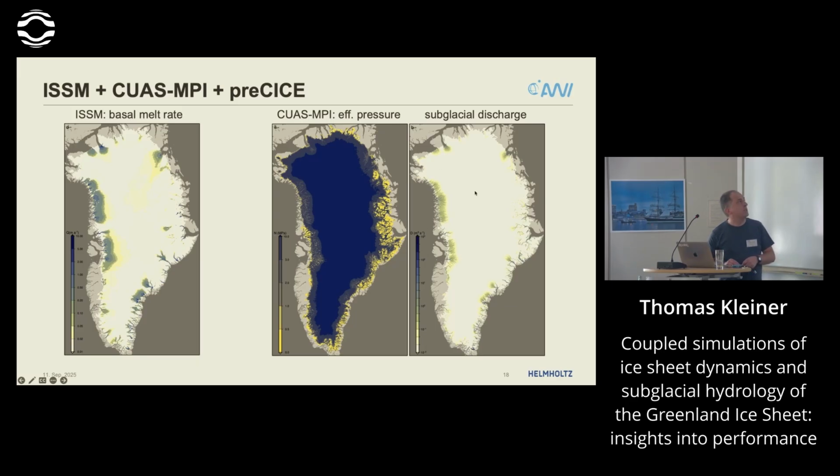And here on the right, you can see then the subglacial discharge, so the flux in the aquifer, and you can very nicely see how the water gets concentrated into those outlet glacier areas, and how those, I wouldn't call them features, channels, those channel-like features emerge in those regions.